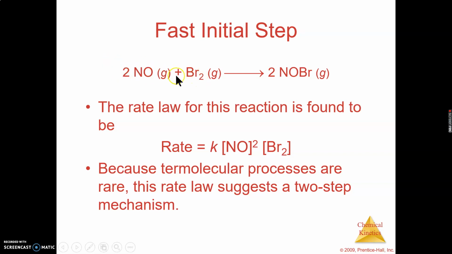So if we had 4 or 5 or 6 or 10 or 15, if we had more molecules trying to collide at the same time with the right orientation and the right amount of energy, there's not a good chance that's going to happen, and so that suggests a two-step mechanism. Now, if we had 2 things that had to collide, that's more likely, so that's more likely to occur in 1 step. But because this is termolecular, it suggests it's a multi-step, and in this case, they say 2.